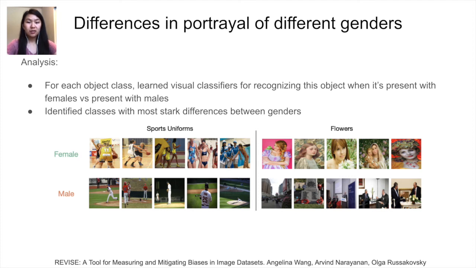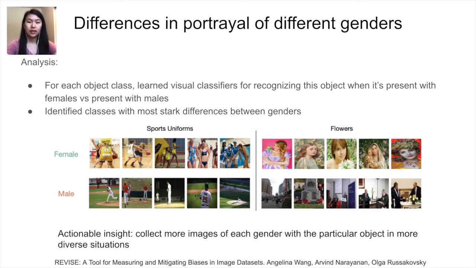We can see that images of sports uniforms with people who are female tend to feature indoor sports or people in swimsuits. On the other hand, images of sports uniforms with people who are male tend to feature baseball, an area in which there is very low female visual representation in this dataset. For flower, we can again see that females and males are represented very differently with these objects, whereas we would hope that every object was represented similarly between the genders, so as not to continue to perpetuate any societal biases. An action that could be taken to alleviate such disparities would be to collect more images of each gender with a particular object in more diverse situations.